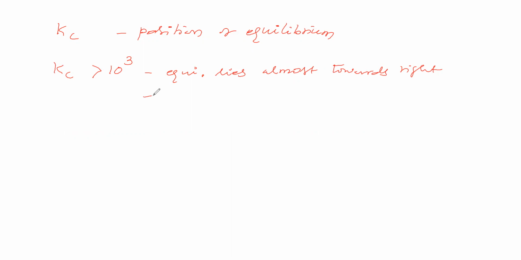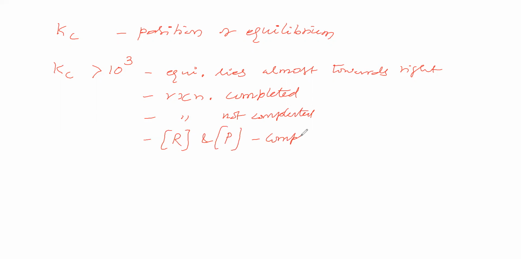Does this mean the reaction is completed? Shall we say the reaction is not at all completed? Or shall we say both the reactant concentration and the product concentration are comparable? What shall we say? Now, if the equilibrium constant is greater than 10^3, it tells us that the equilibrium lies almost towards the right.